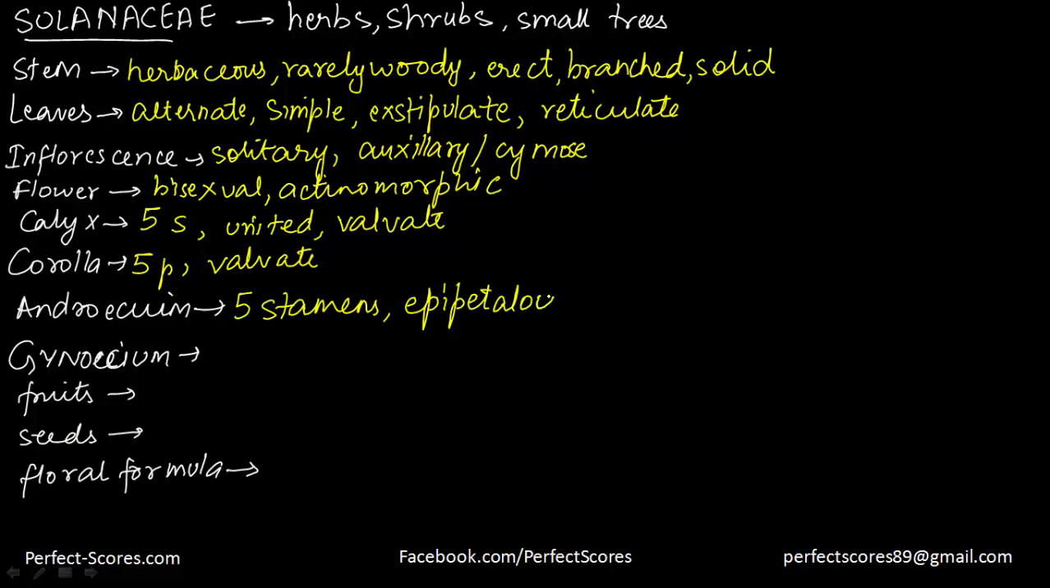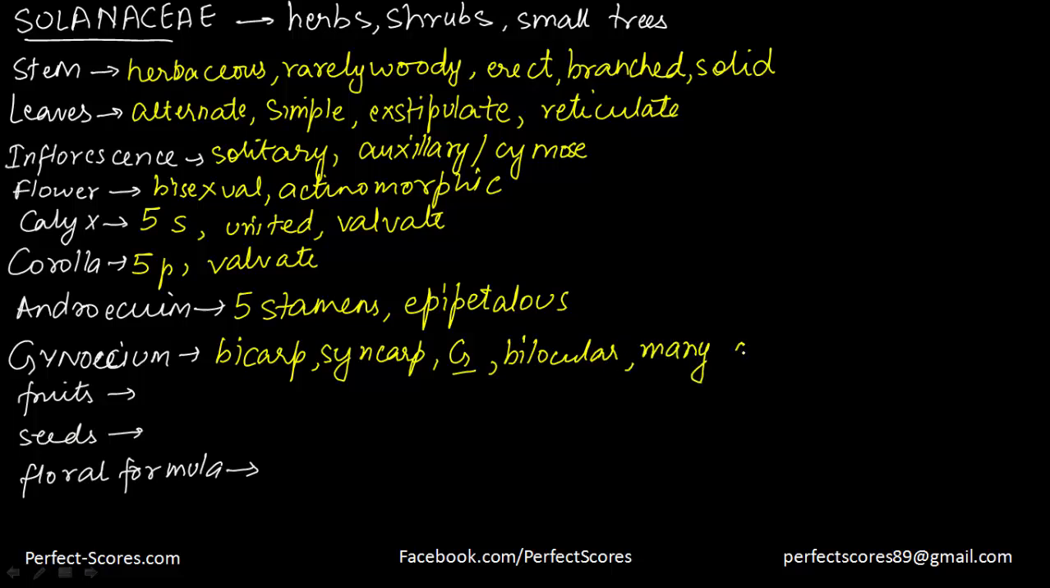The gynoecium is bicarpellary, that means 2 carpels. Syncarpous, that means they are joined. Superior ovary, bilocular. Placenta is swollen with many ovules. The fruits are in the form of a berry or a capsule. Seeds are many. And it also has the endosperm, so endospermous.